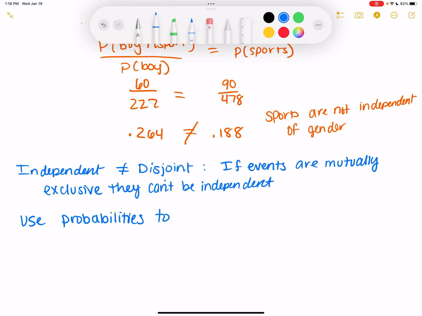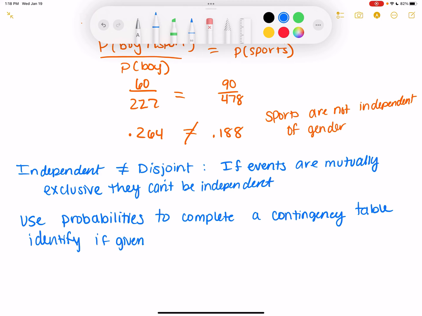So use probabilities to complete a contingency table. Complete, not compete. Identify if given data represents conditional or marginal probability.